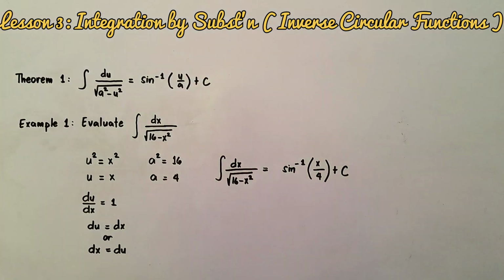Du over dx is 1. So we have du is equal to dx. And our a squared is 16, therefore a is positive 4. Using the formula of the theorem, arcsine of u over a plus c, our u is x and our a is 4. Therefore, the answer is arcsine of x over 4 plus c.